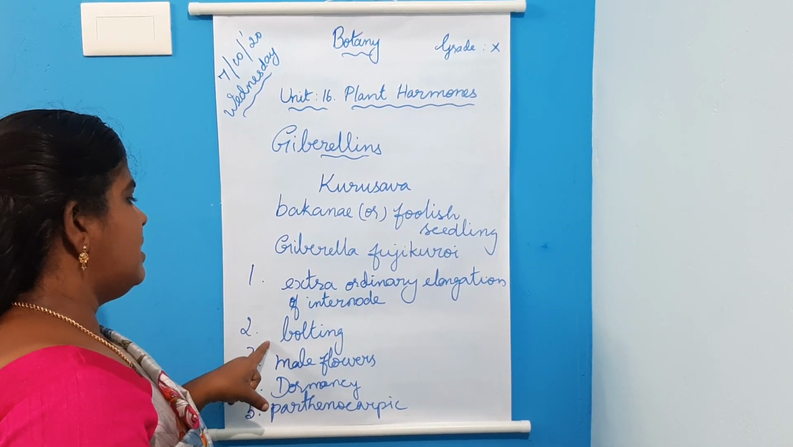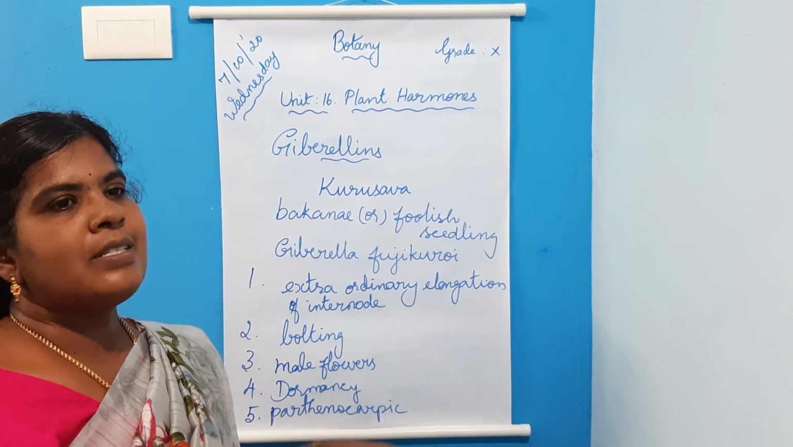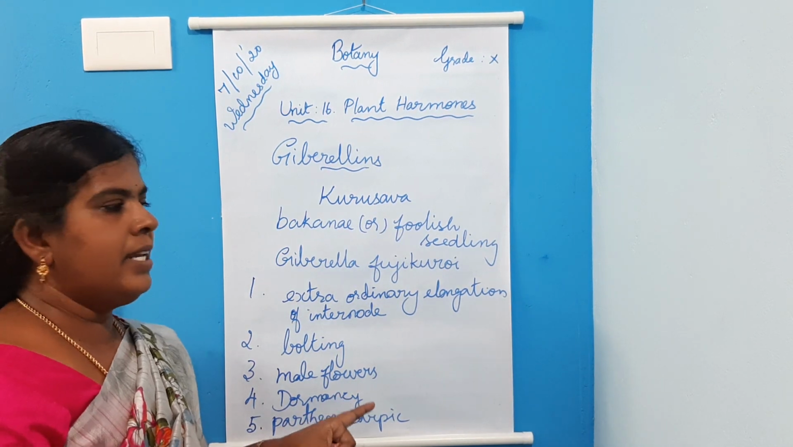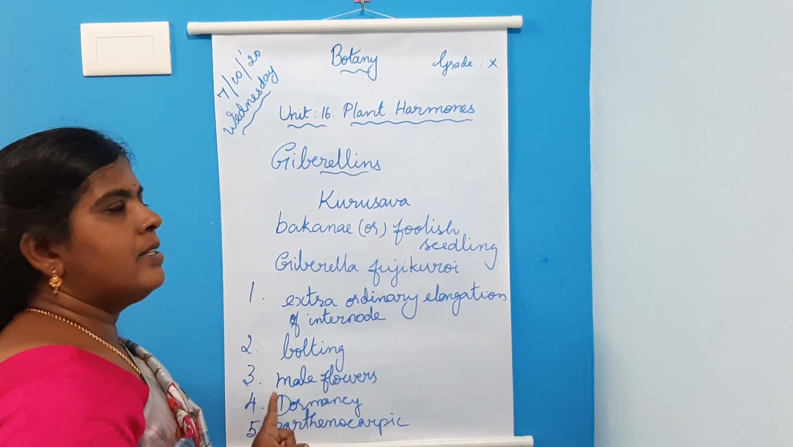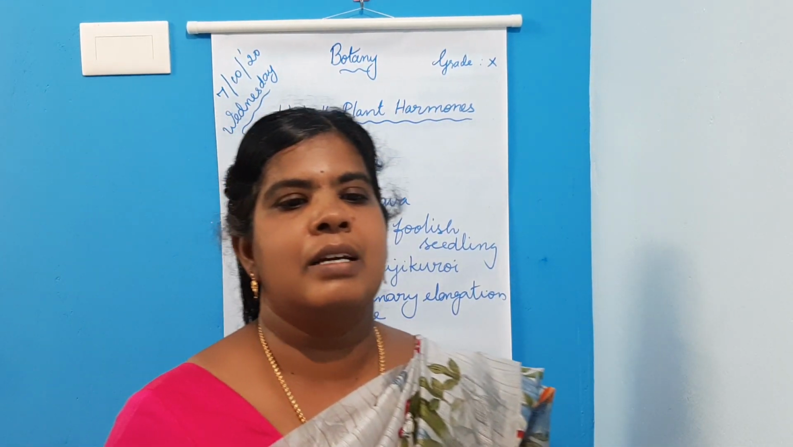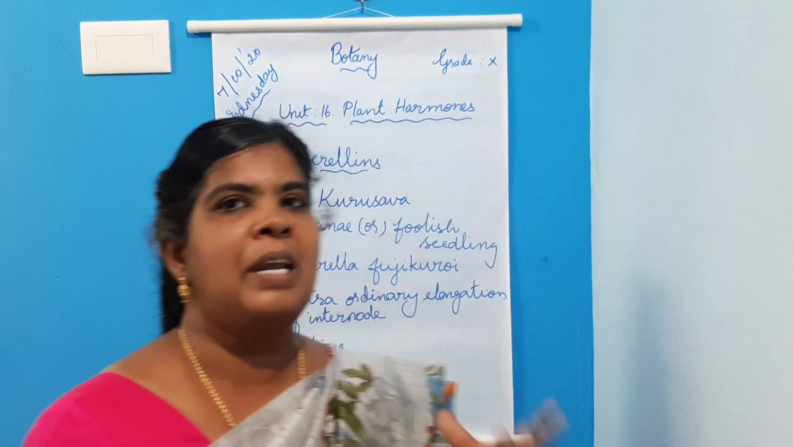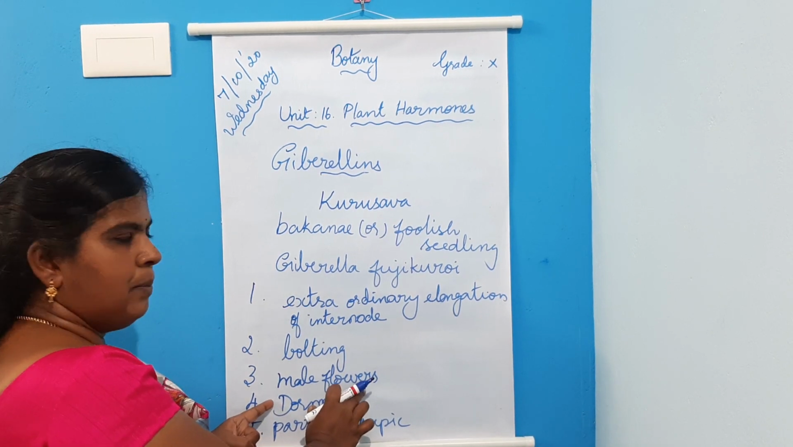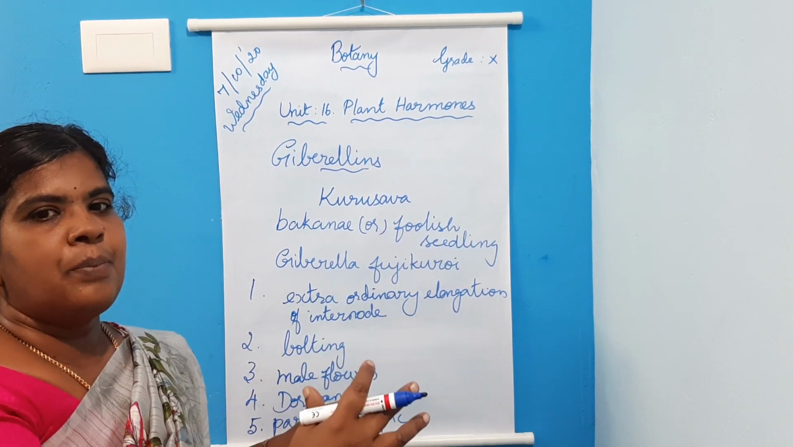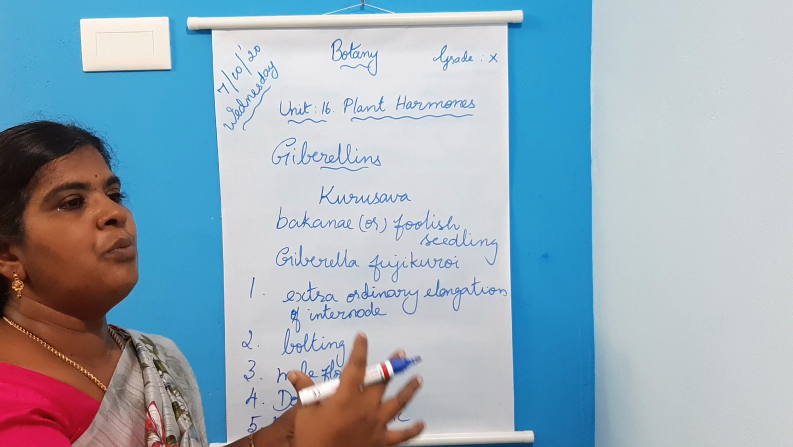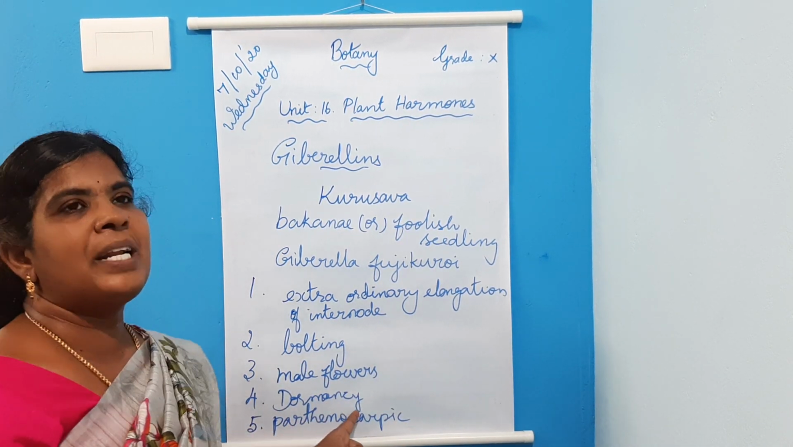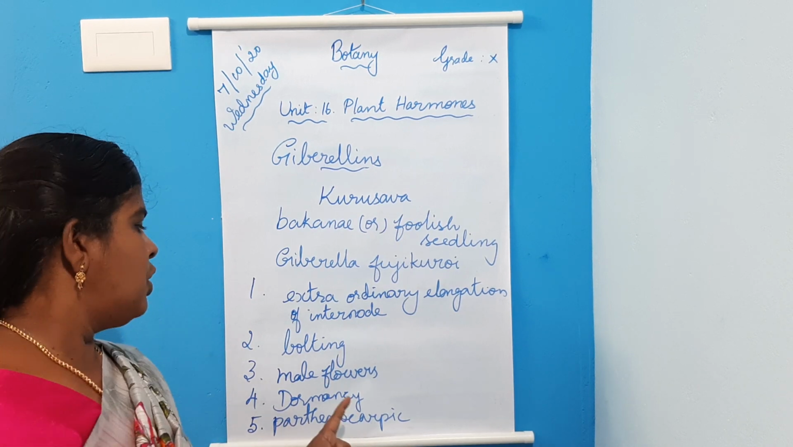Next, it induces bolting. What is bolting? Sudden shoot elongation followed by flowering. That is called bolting. Next, gibberellins promote the production of male flowers in monoecious plants. Example, cucurbits. Next, it breaks the dormancy of potato tubers.